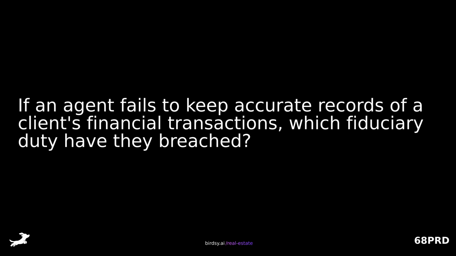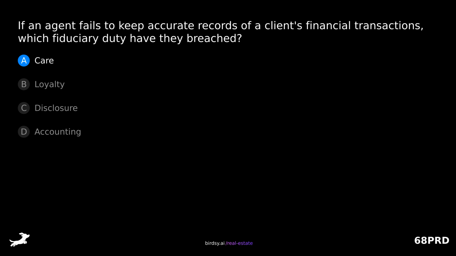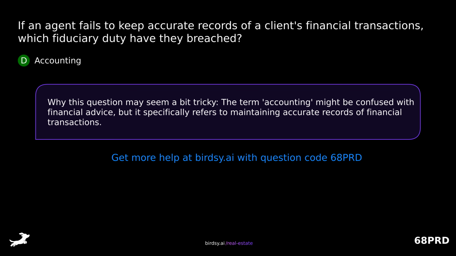If an agent fails to keep accurate records of a client's financial transactions, which fiduciary duty have they breached? Is it A, care, B, loyalty, C, disclosure, or D, accounting? The answer is D, accounting. Why this question may seem a bit tricky. The term accounting might be confused with financial advice, but it specifically refers to maintaining accurate records of financial transactions.